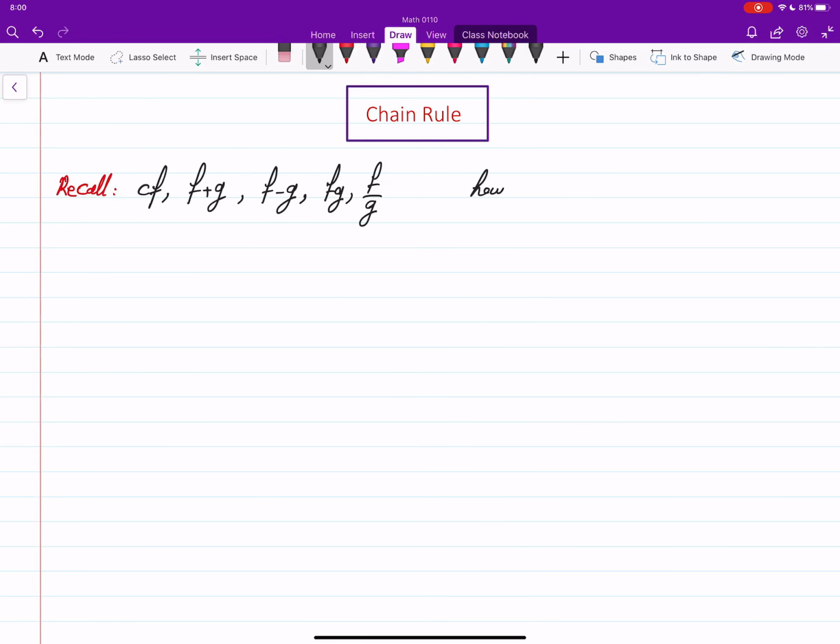How about f∘g, the composition of two functions? What is the derivative of f∘g? Do we have anything good for that? Yes, we have. I will tell you in a minute what that rule is.